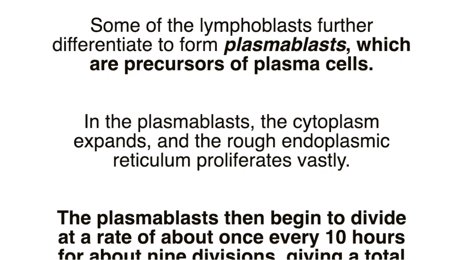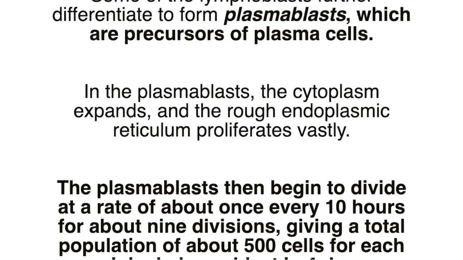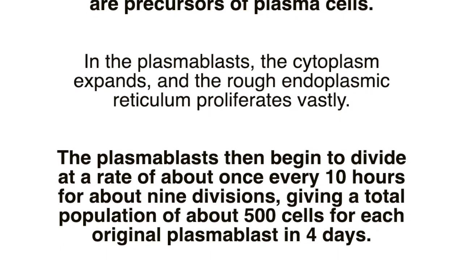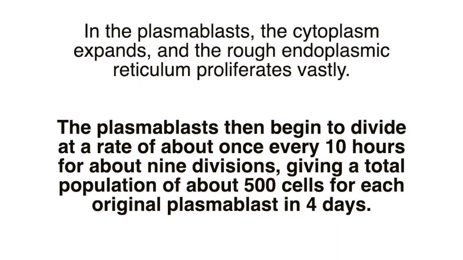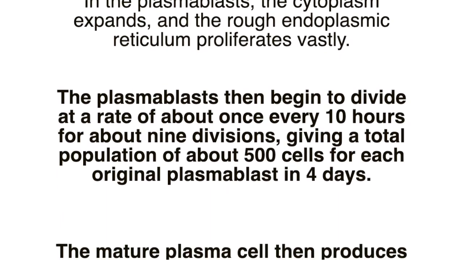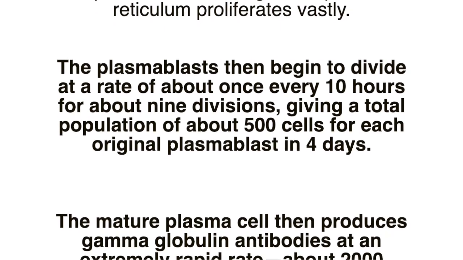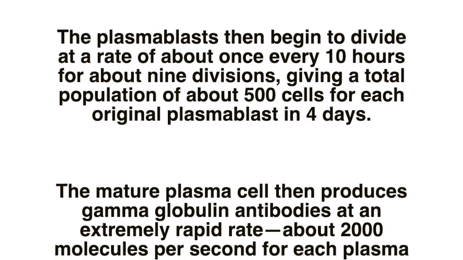The plasmablasts then begin to divide at a rate of about once every 10 hours for about 9 divisions, giving a total population of about 500 cells for each original plasmablast in 4 days.